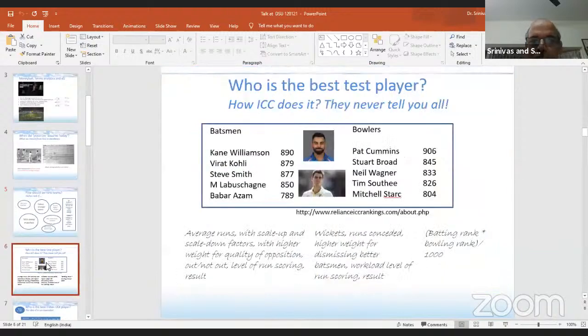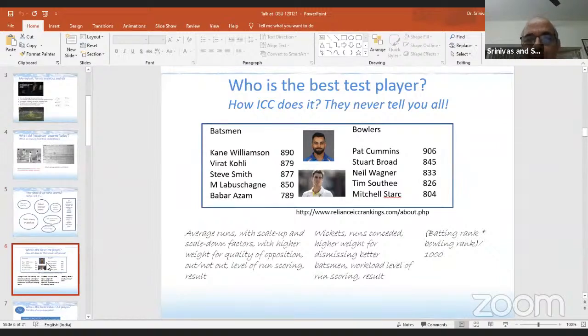Okay, let's go on to the next one. Who is the best test player right now? You have these test player rankings. You read the papers, you read the ticker board on news, you read it on the websites. You might have read that Kane Williamson is now the best, hit two double centuries against Pakistan.